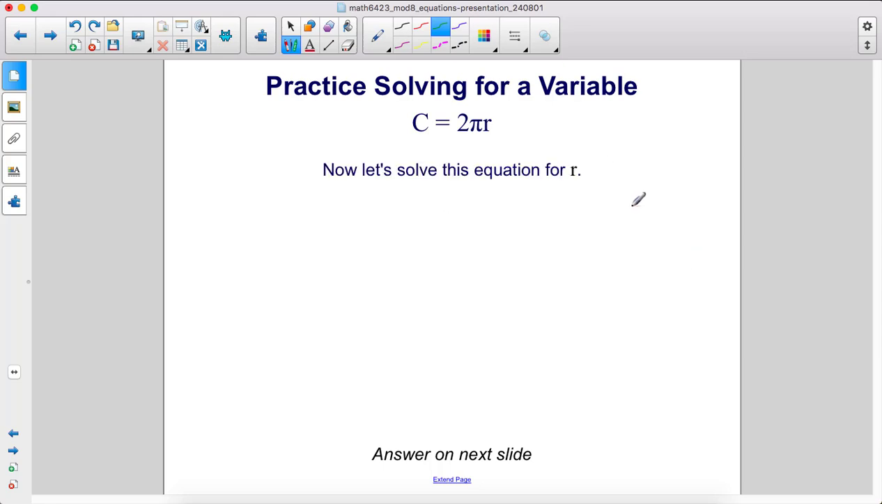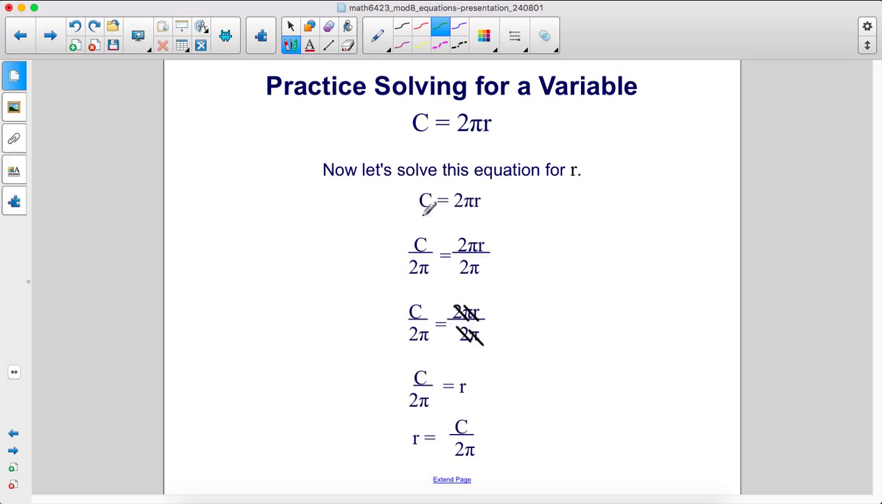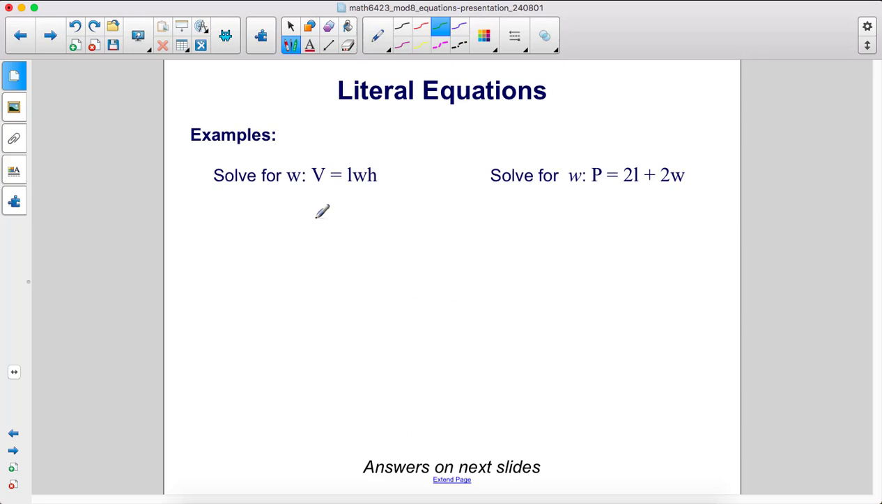Now, let's go ahead and solve this equation for r. All right, as previously discussed, we are going to divide both sides by 2 pi, and you can see that the 2 pi is going to cancel out, leaving r by itself. So we have c divided by 2 pi equals r, and then just flip it around so that it says r equals c over 2 pi.